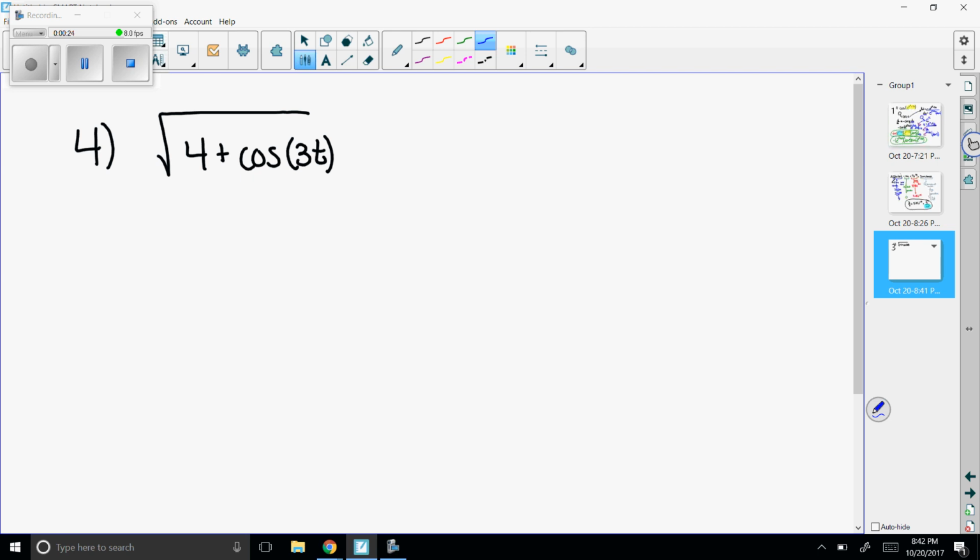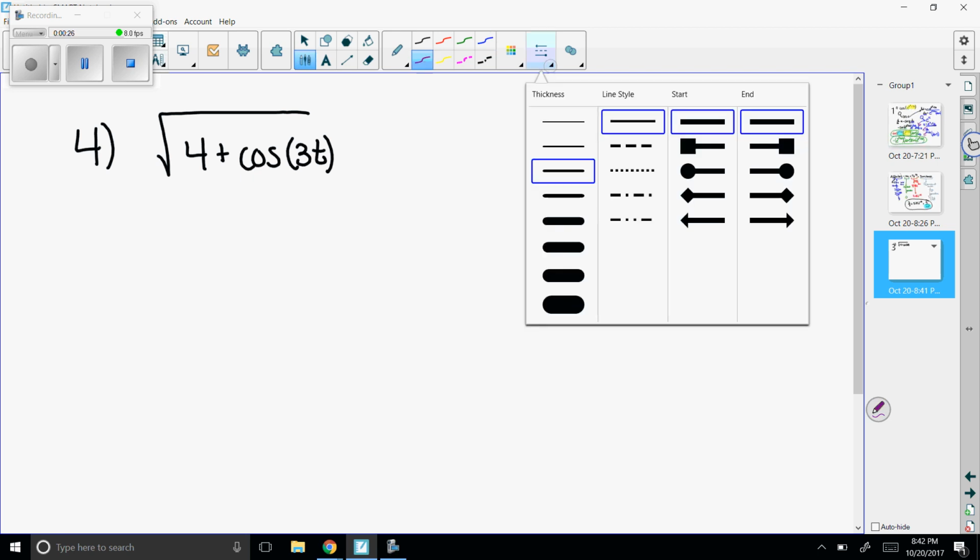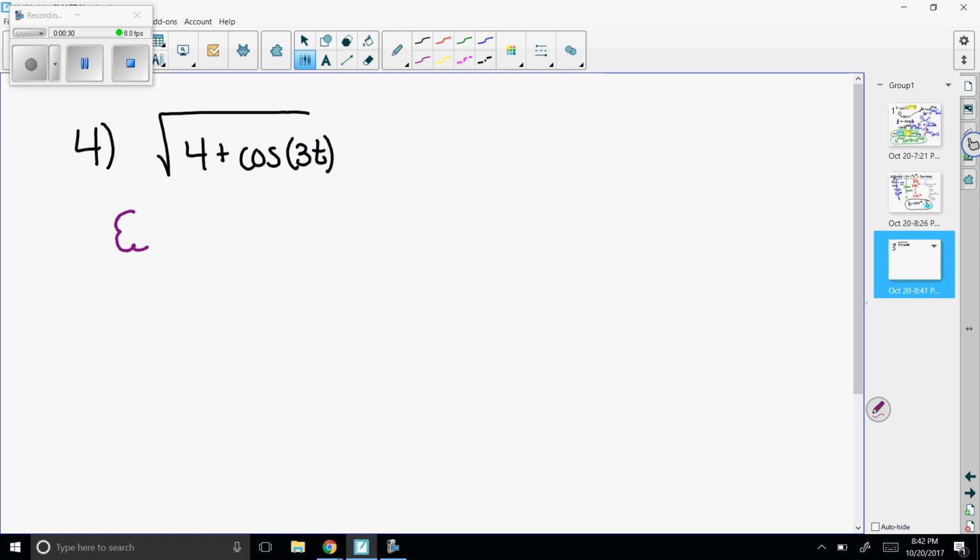All right, so what we want to do is, you know me, create your little thought bubble. The way you want to look at this problem, I think, is easier with that fractional exponent. So we're going to look at it as 4 plus the cosine of 3t all raised to that 1/2 power, because the square root is the 1/2 power. You didn't have a problem with that.